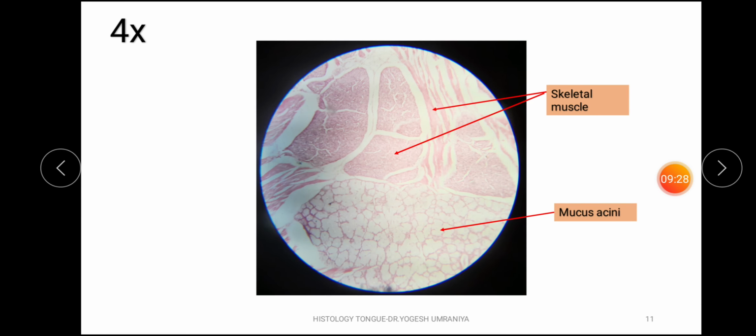And this is one remaining slide that I forgot to mention. This is the image under the 4x lens. Okay, you can see the skeletal muscle here, the varying direction of the skeletal muscle here, and in between the muscle fibers you can see here, this is the mucus acini. Okay, lightly stained area that is representing the mucus acini.